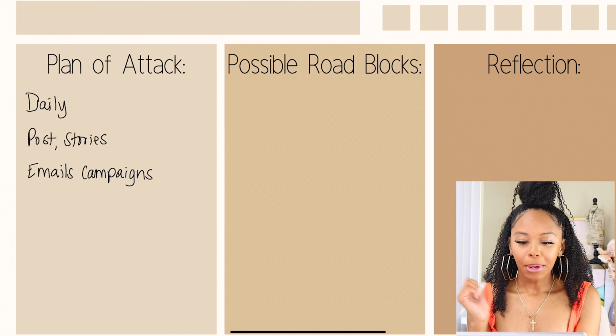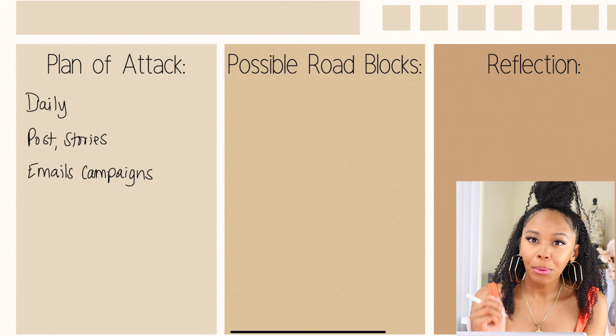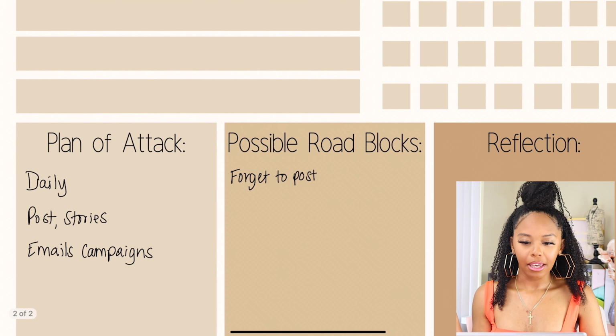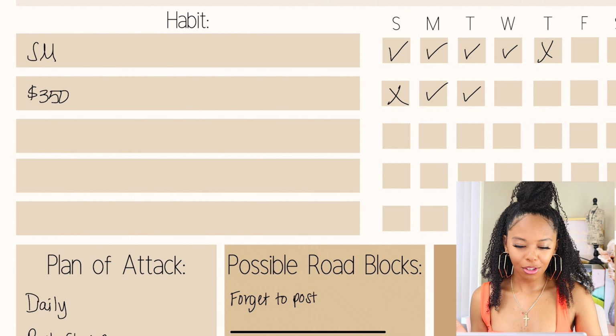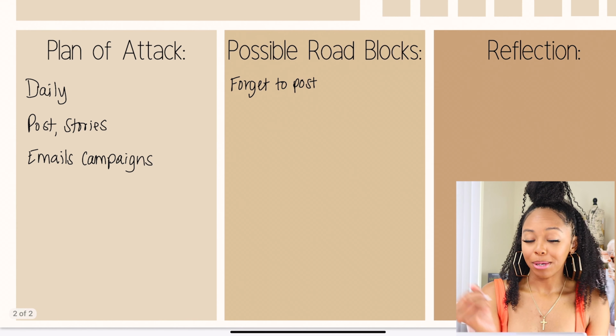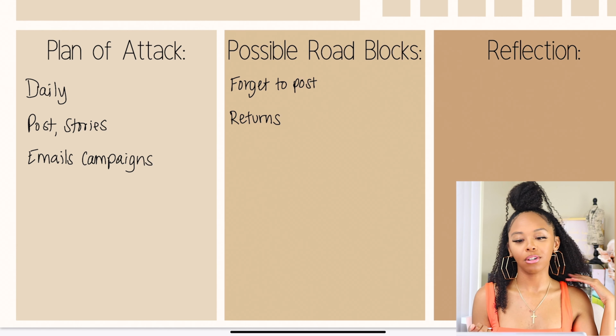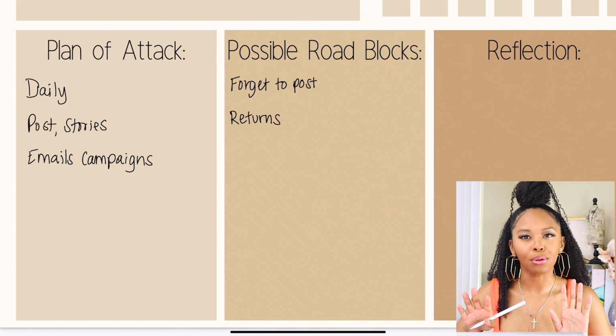Next, you're going to think about possible roadblocks. For example, I'm forgetful, so I might forget to post. Or another roadblock, let's say the $10,000. Trying to think of what other roadblock I can hit. Oh, maybe returns. You might hit a return right towards the end of your month and it brings you lower than your goal. Think of anything that's going to stop you from hitting that goal.